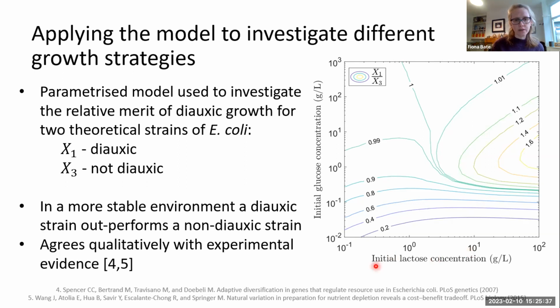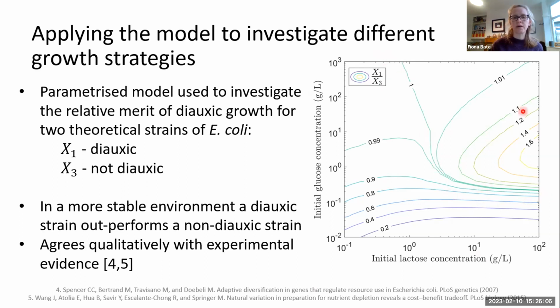So the plot here, we've got initial lactose concentration on the x-axis, initial glucose concentration here. And we're plotting the final biomass of the two strains, the ratio. So X1 is the diauxic strain, X3 is the non-diauxic strain. Where we've got this line 1, that's where the two strains have the same final biomass. Neither one outcompetes the other.